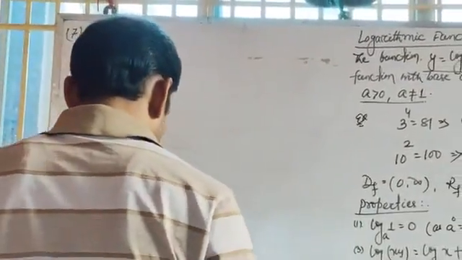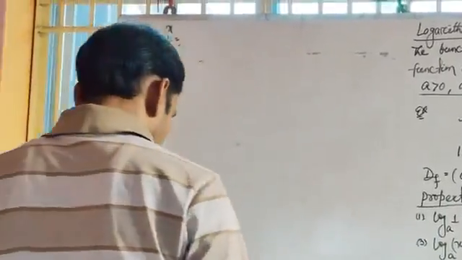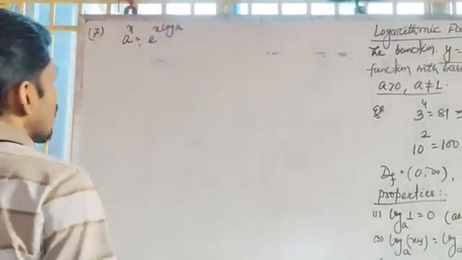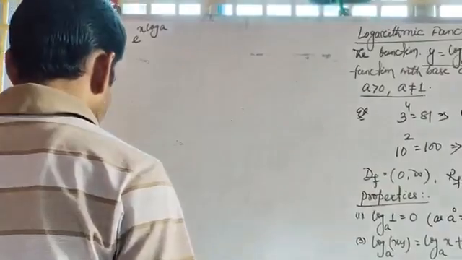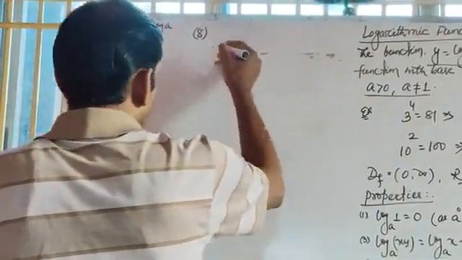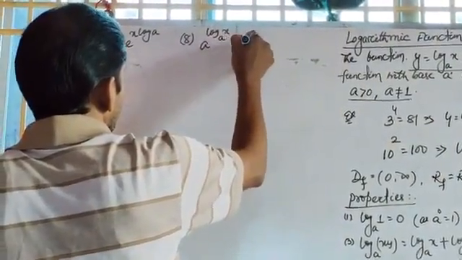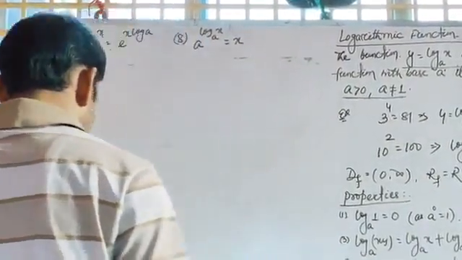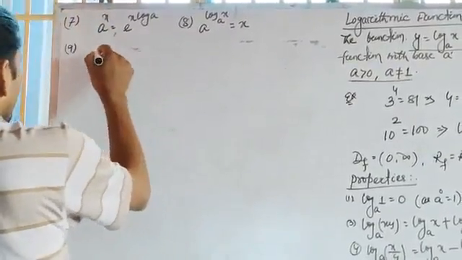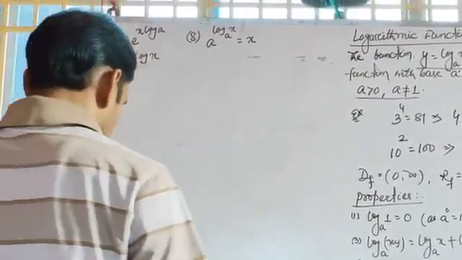Seventh property is a to the power x. This is e to the power x log a. Number 8, eighth property is a to the power log a x is equal to x. Ninth property, x is equal to e to the power log x.